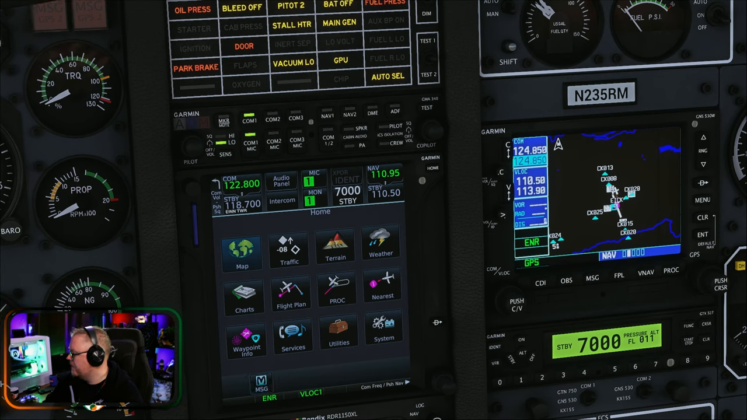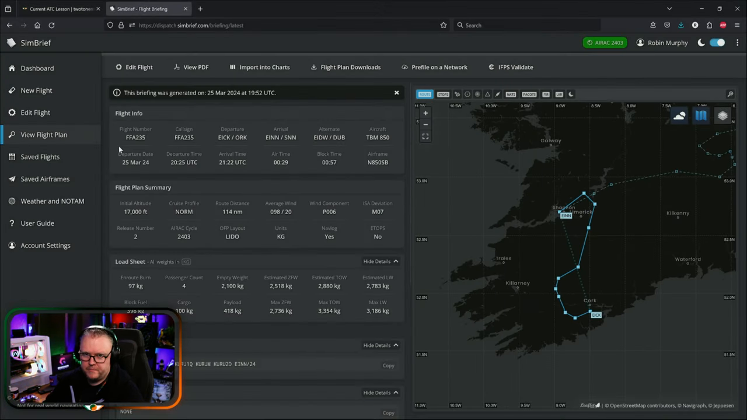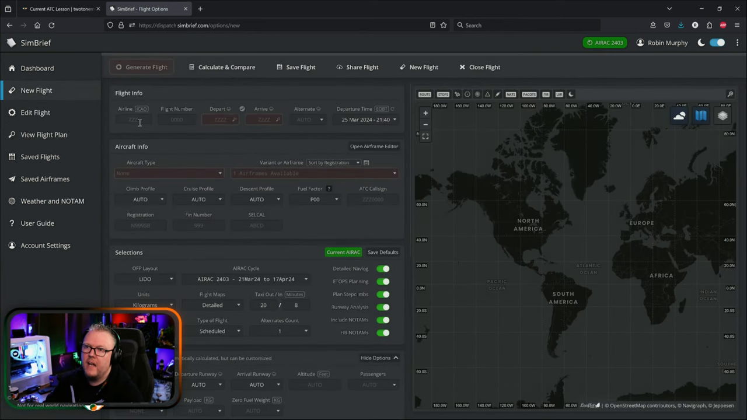Okay. Now, I'm going to go through the flight planning stage with you. Just in case there's any sort of, you know what I mean? So we're going to go into SimBrief. And I want you to do the following. I'm going to select a new flight and we're going to put in your airline. Our airline is Firefly Air.